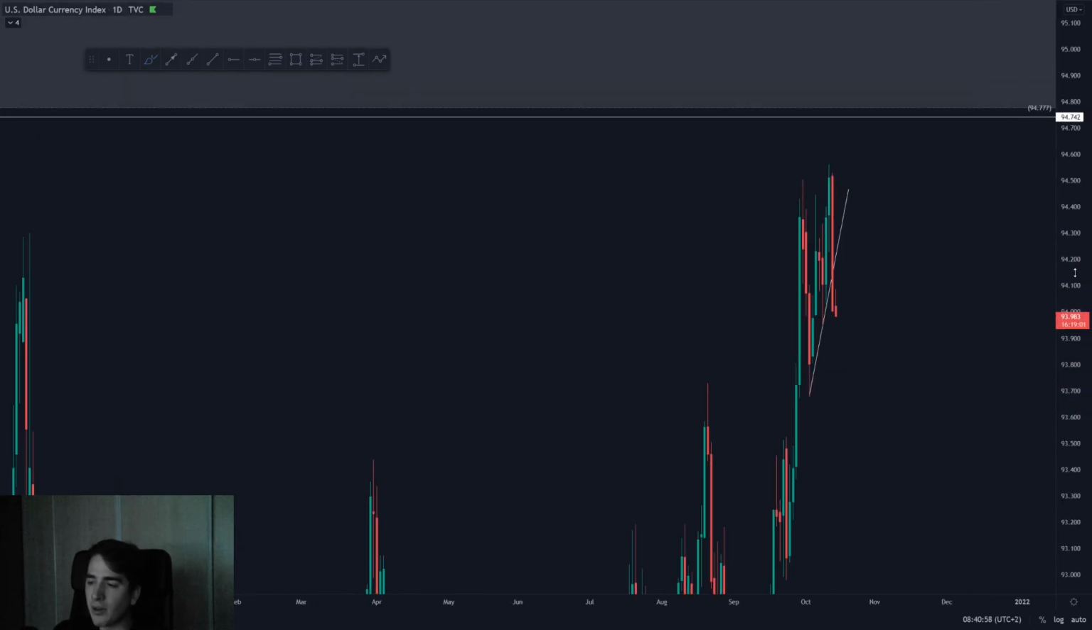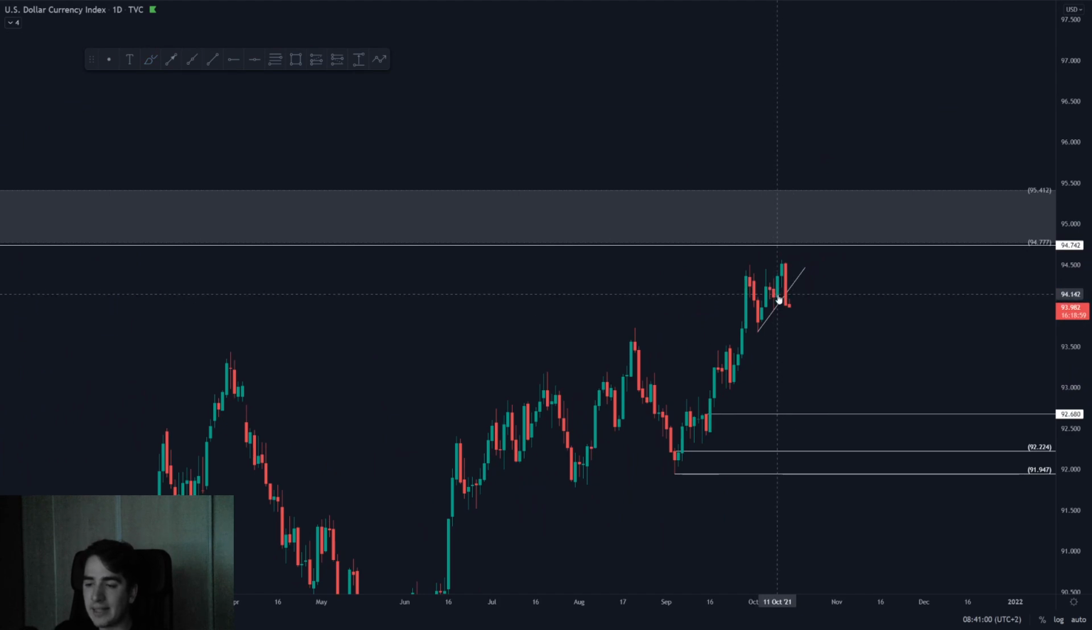However, I am going to be very cautious because looking at the daily time frame, this is a classic star pattern. So I wouldn't be surprised if we do reverse back up in towards the highs and still move back up in towards 94.277 before seeing any real downside movements. So we have to be cautious.